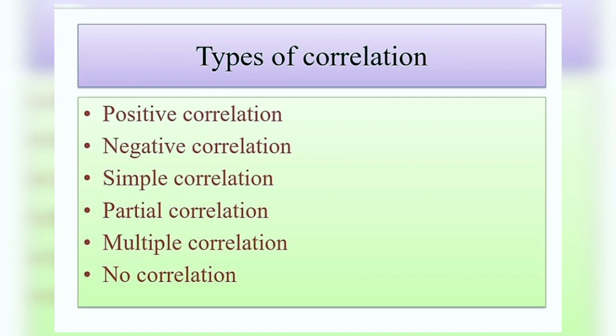The next one, partial correlation. In partial correlation, we take more than two variables, but consider the correlation between two of them while all other variables are constant. That is called partial correlation. The next one is multiple correlation. In multiple correlation, we take more than two variables, but consider the correlation between one of them and a group consisting of the other variables. That is called multiple correlation. The next one is no correlation. In no correlation, there is no relationship between the variables. That is called no correlation.